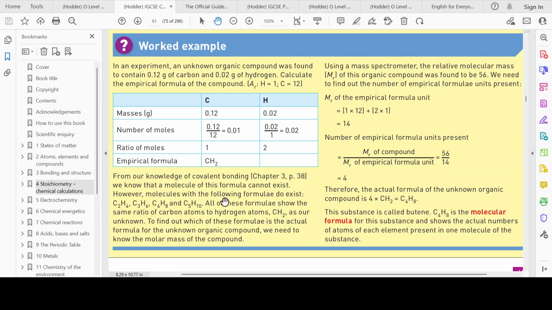However, molecules with the following formula exist. So you've got CH2, so you've got C2H4, C3H6, C4H8, C5H10. What molecules are we talking about over here? They're not mentioning it. What homologous series is this from? CnH2n. General formula CnH2n.